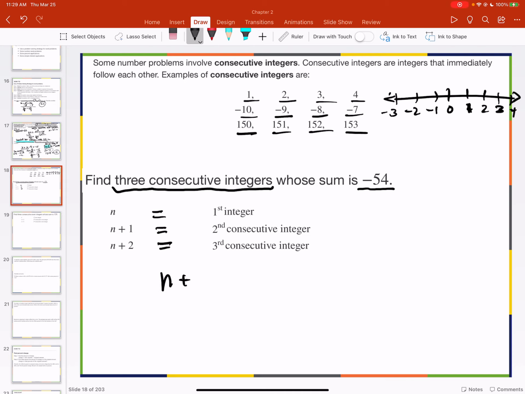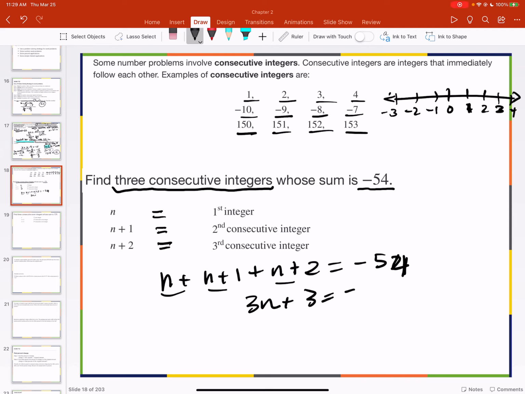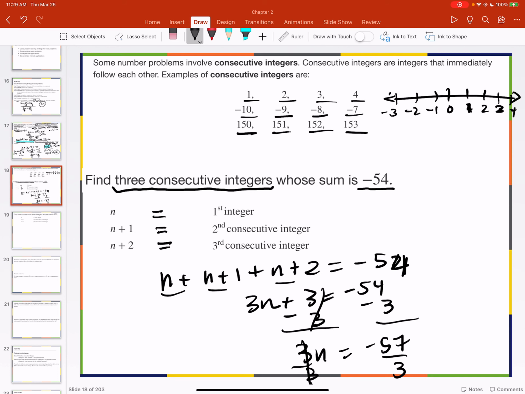So n plus 2 represents the third consecutive integer, okay? And then the sum of these equals negative 54. So let's go ahead and combine like terms. 3n plus 3 is equal to negative 54. Let's solve for n. Subtract 3: 3n is equal to negative 57. Divide by 3. So n is equal to negative 19.